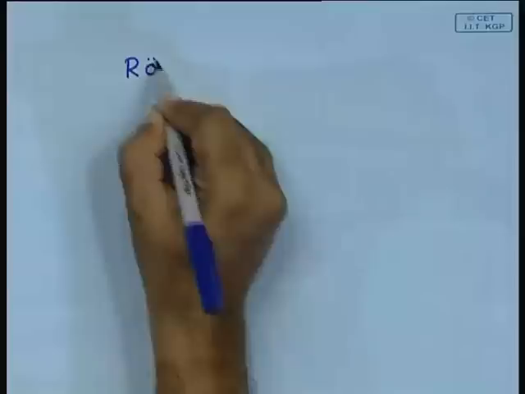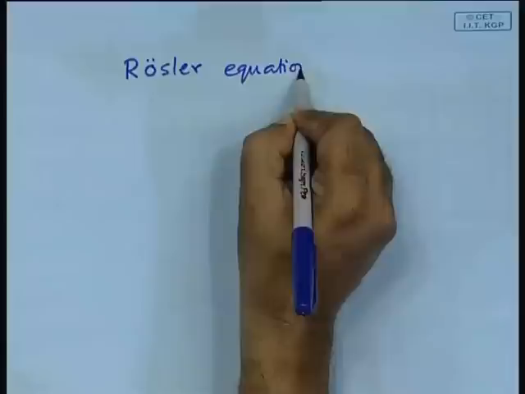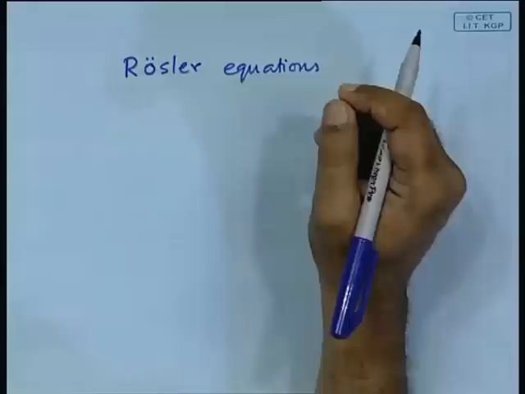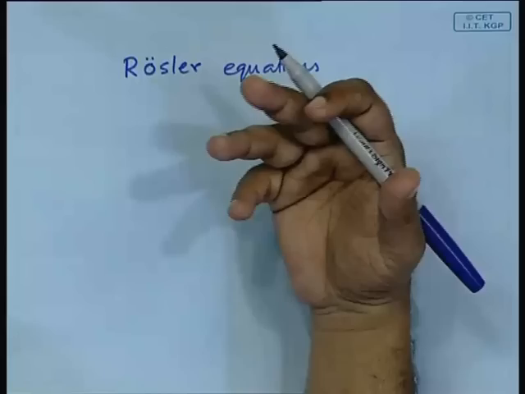Let us take another set of equations called the Rössler equation. This is O with an umlaut, it is a German thing with pronunciation Rössler. You will make the lips as if you are trying to speak O, but you will actually try to speak A. So, whatever comes out of your mouth, that is the Ö.